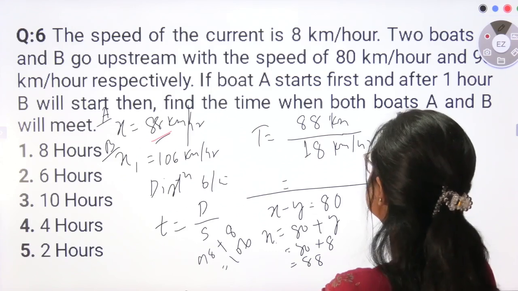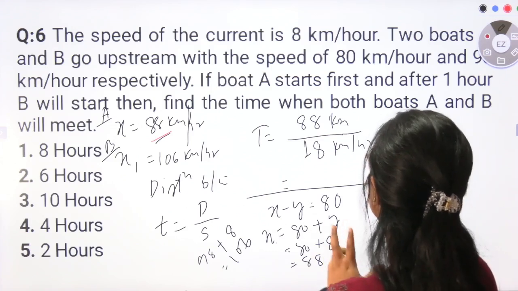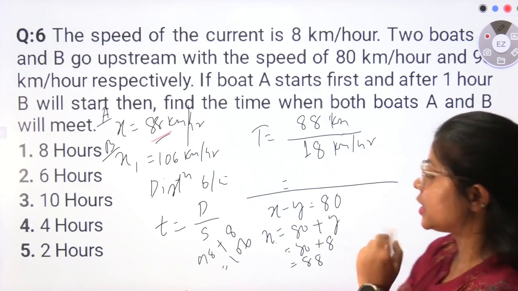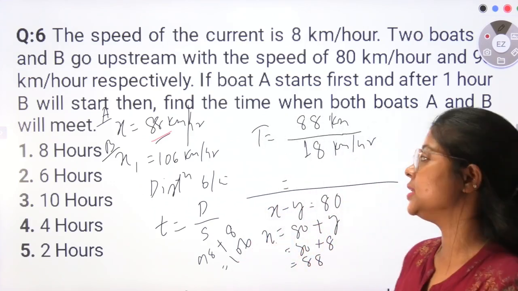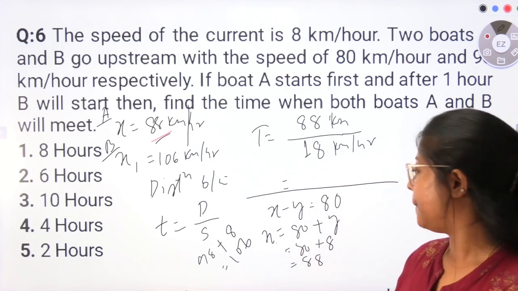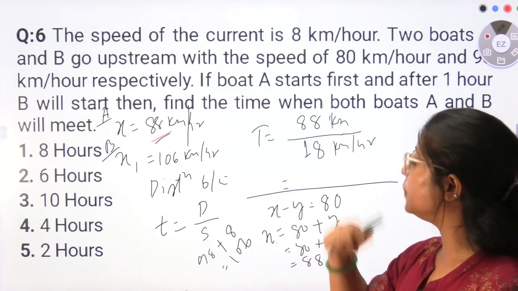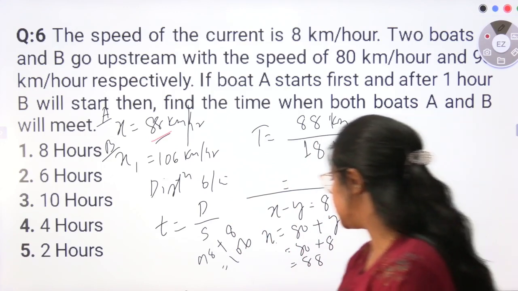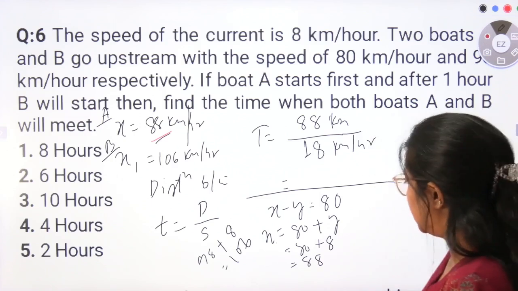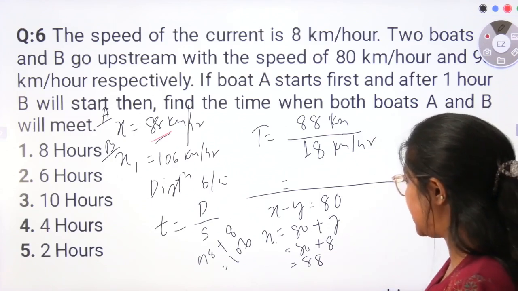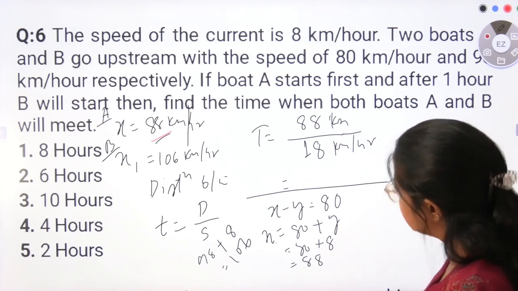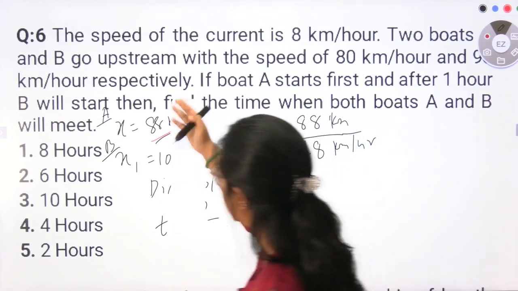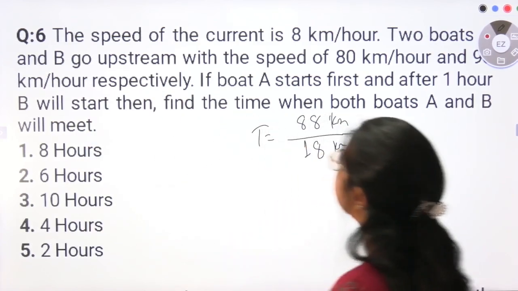After that, we need to find the time when both boats A and B will meet. Since I need to calculate the time, time is distance by speed. For that I will calculate relative speed, because both the boats were moving in the same direction. So my relative speed will get subtracted. 106 minus 88 is 18. So the distance I am getting is 88, and the relative speed is 18. So this should be the answer, but we don't have the option in decimal.